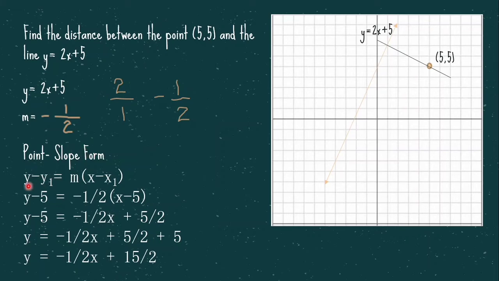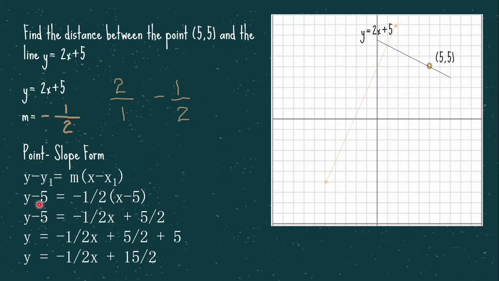And the point slope form is in the form y minus y sub 1 equals m multiplied by the quantity of x minus x sub 1. And we have here our values, this 5, 5, and this -1/2. And we just need to plug it in our point slope form.